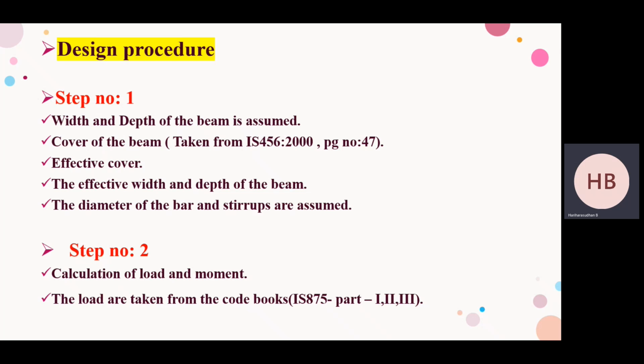Then the effective width and depth of the beam have to be found out, by subtracting the effective cover found in the above step from the depth and width of the beam. Then the diameter of bar and stirrups which we are going to use is to be assumed. Then step number 2. In this step, we calculate the load, moment, and shear forces acting on the beam.